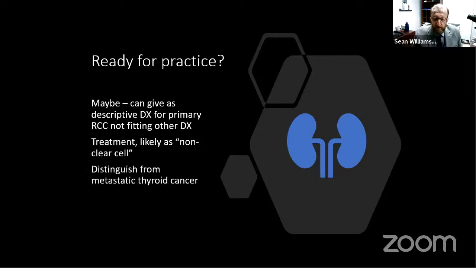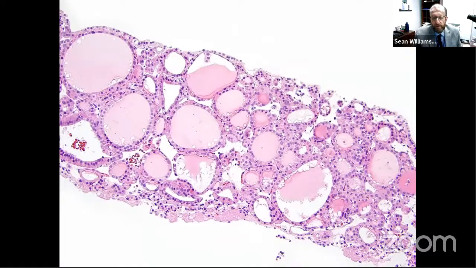It is important to distinguish these from metastatic thyroid cancer, which on the surface might seem silly, but it can rarely occur that you have thyroid cancer metastatic to the kidney. And so this is an example of a patient with known thyroid cancer who had a metastatic thyroid follicular carcinoma involving the kidney on a renal mass biopsy. Here you can see the TTF1 staining of the thyroid follicular carcinoma metastatic to the kidney in a renal mass biopsy.